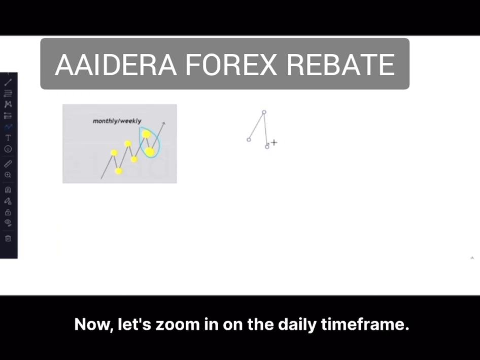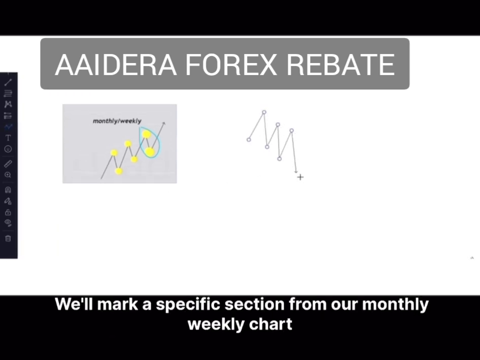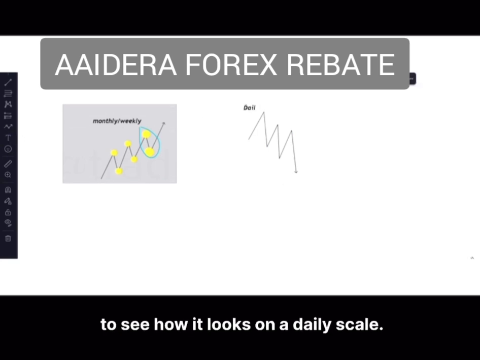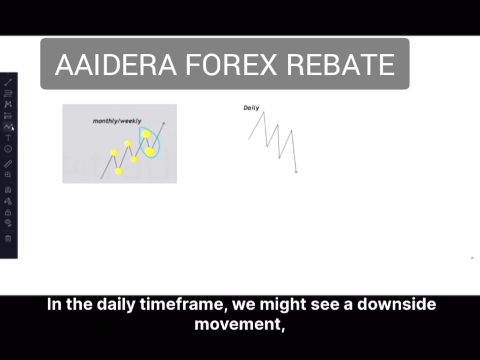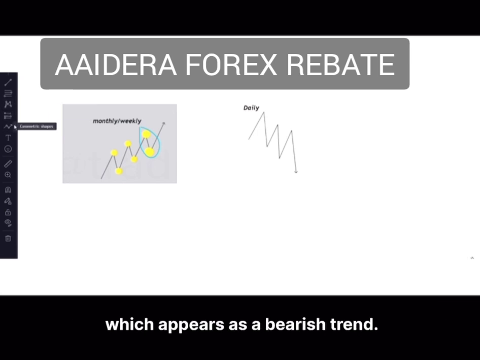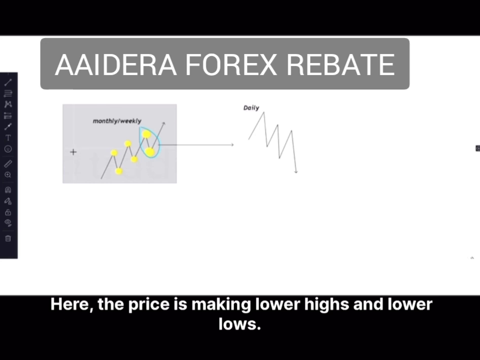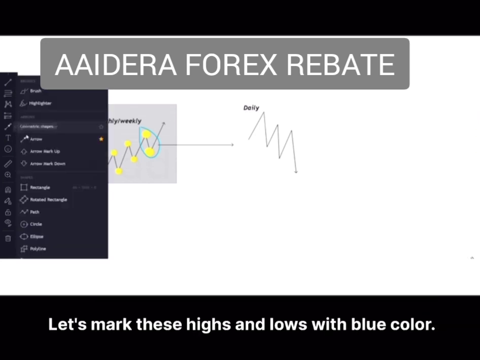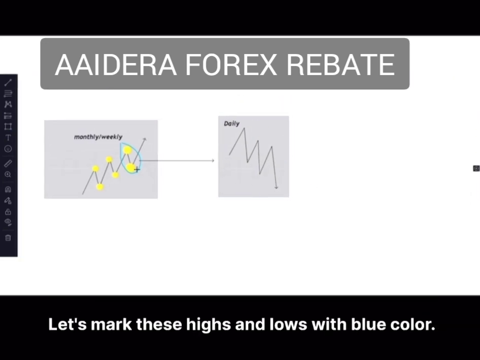Now, let's zoom in on the daily time frame. We'll mark a specific section from our monthly-weekly chart to see how it looks on a daily scale. In the daily time frame, we might see a downside movement, which appears as a bearish trend. Here, the price is making lower highs and lower lows. Let's mark these highs and lows with blue color.